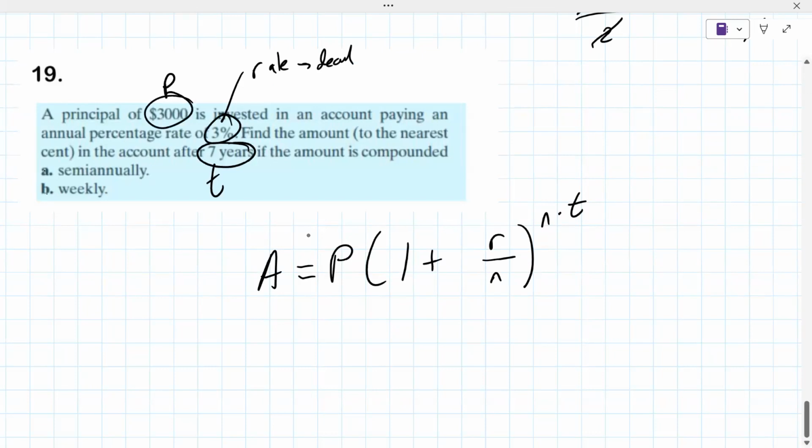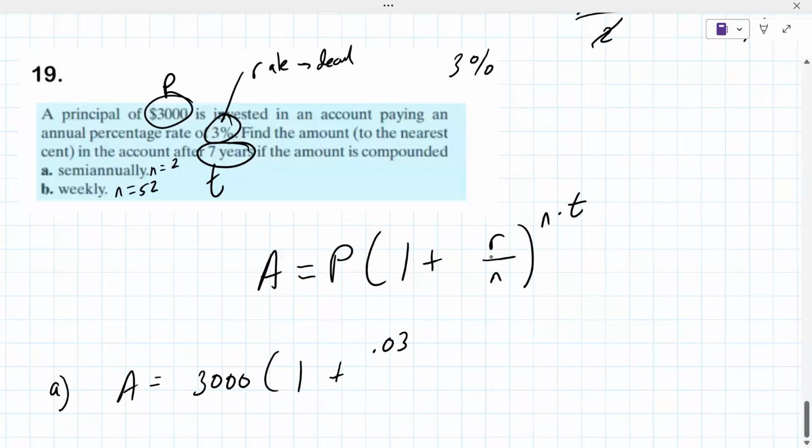Then they're giving you A and B as two different compounding periods. Semi-annually is 2, weekly is 52, since there are 52 weeks in a year. Semi-annually is twice a year. For part A, you're just putting these numbers into the equation. So it's 3,000 times 1 plus the interest rate R, which is 0.03. You take the 3% and divide it by 100. The number of compounding periods for part A is 2, and the exponent is 2 times 7.